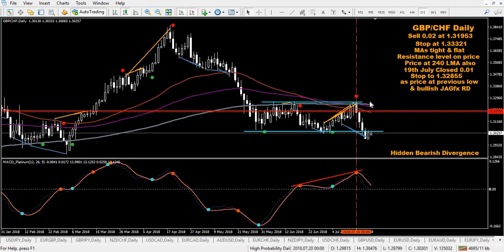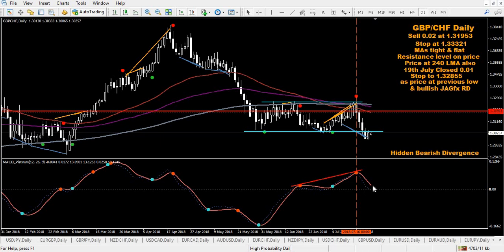Pound Swiss franc in a sell here. I've already closed half this morning. All I did was move my stop down to below the point of entry. So my stop's been moved down to 1.31868. Just going to lock in some profit there.